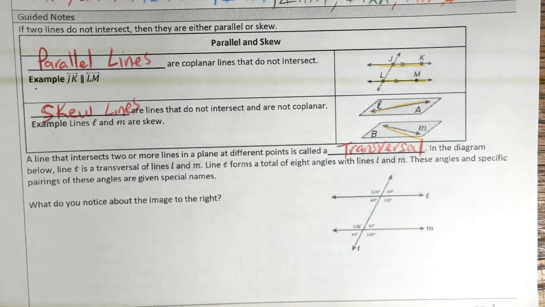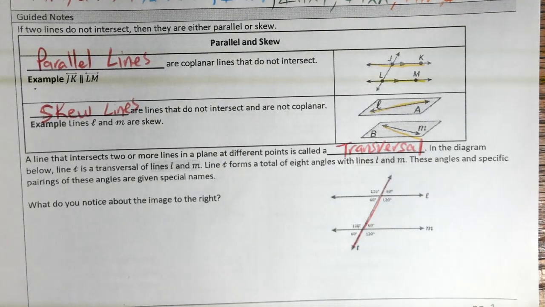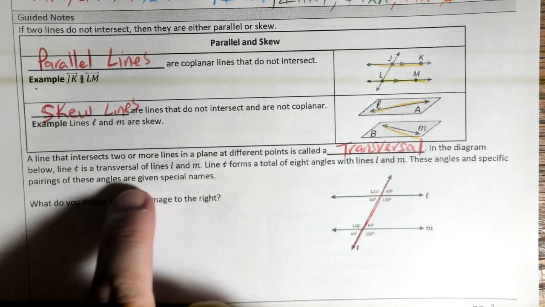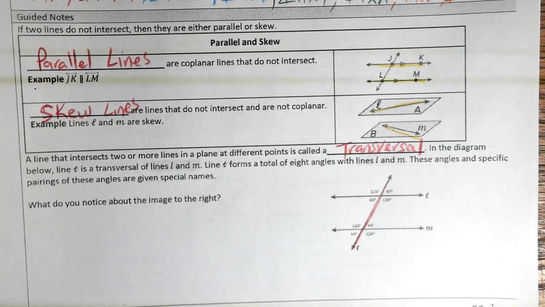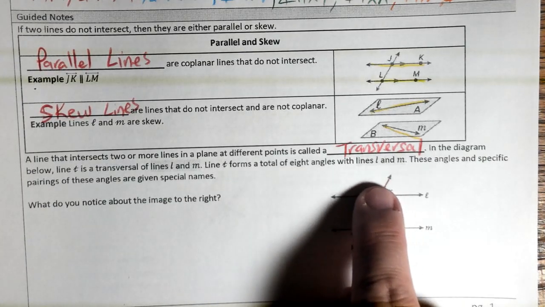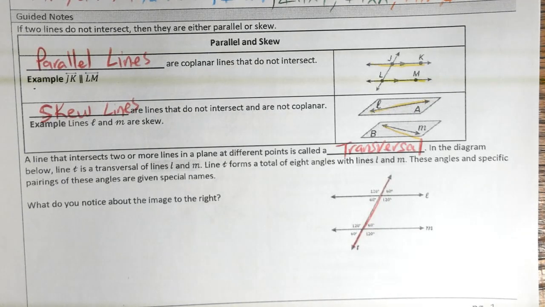All right. A line that intersects two or more lines in a plane at different points is called a transversal. In the diagram below, so right here, line T, we'll make it red since we wrote transversal in red. So T is the transversal of lines L and M. Line T forms a total of 8 angles with lines L and M. So you see 1, 2, 3, 4, 5, 6, 7, 8 down here. These angles and specific pairings of angles are given special names.